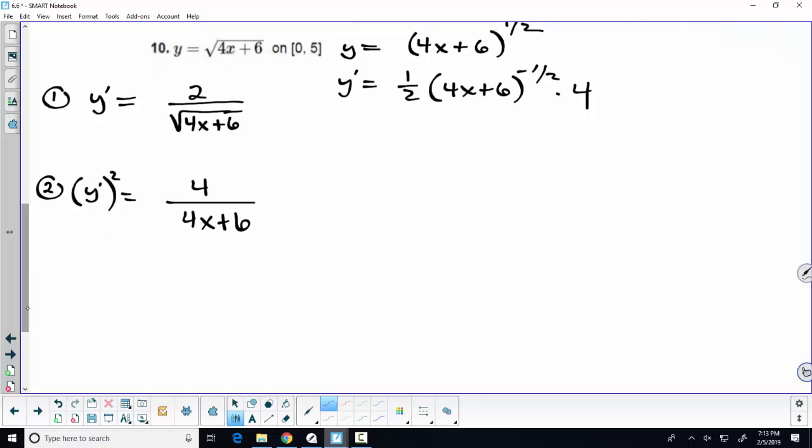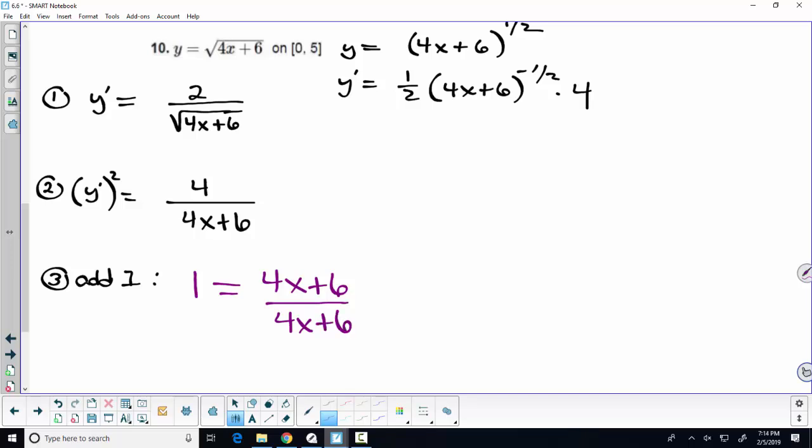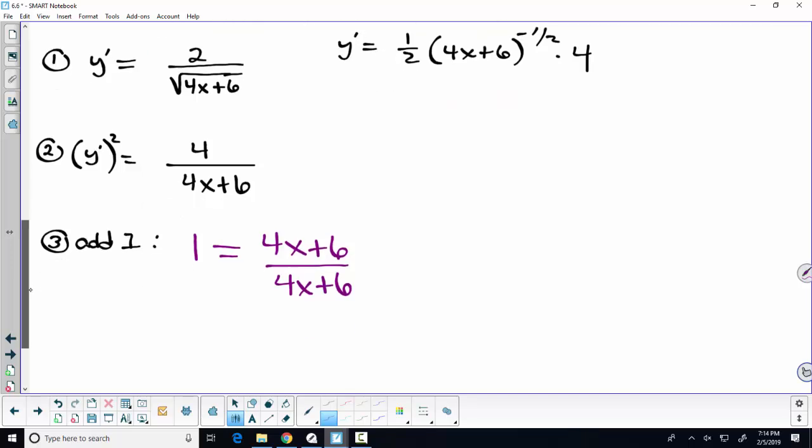Okay, so here's the slight modification when we're doing surface area. Again, when we add 1, we're going to add 1 to this thing here. So we're going to add 1 in the form of 4x plus 6 over 4x plus 6. Does anyone have any questions?